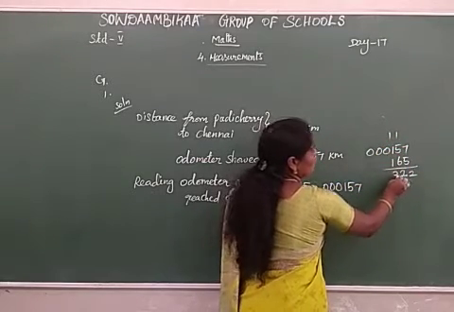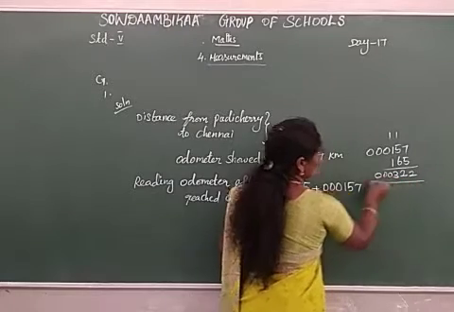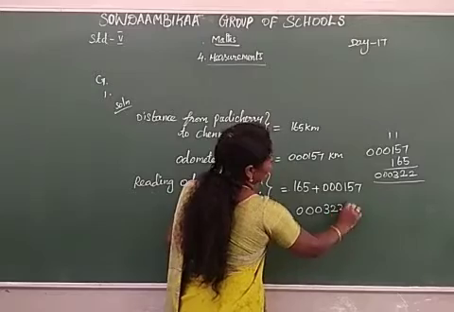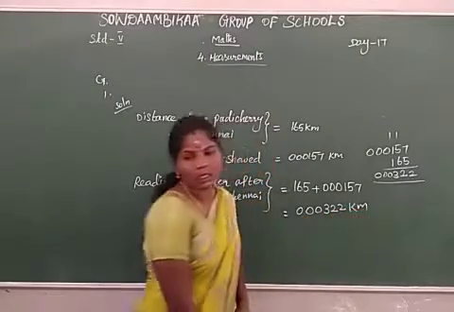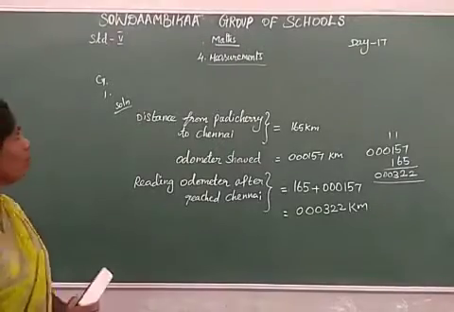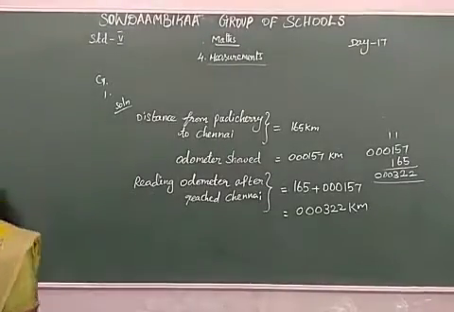2 plus 1 is 3. How many 0? 3 0. The answer is 322 kilometer. 322 kilometer. Okay. The next question. Take your book.